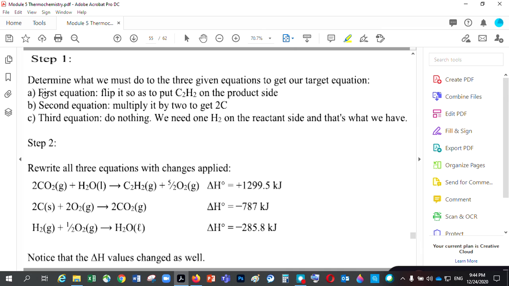The first equation, I said to flip it. The second one, no flip, but multiply by 2. Yeah, that's what I told you. We are on the right track. The third one, do nothing. We did nothing. So by doing this, we flipped so that the sign is changed, correct? This one multiplied by 2, the number is doubled.